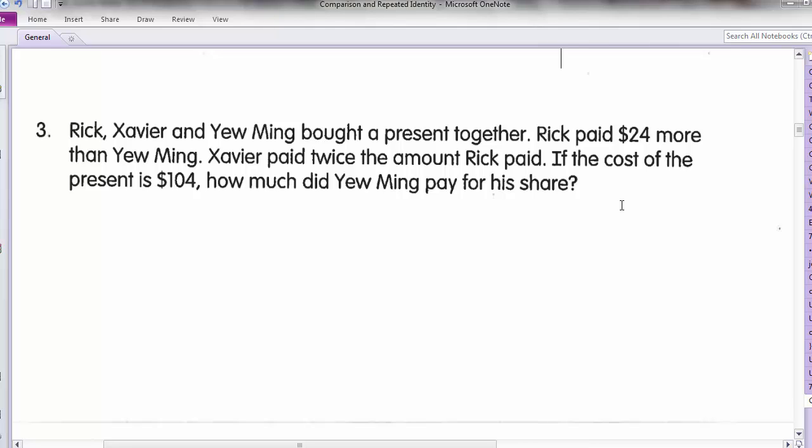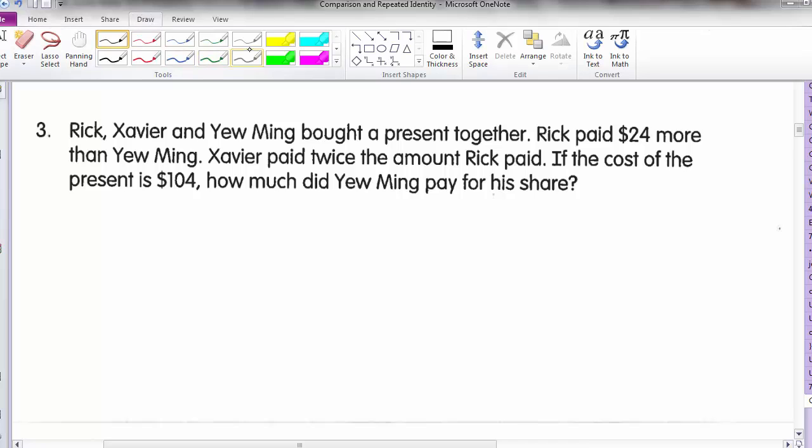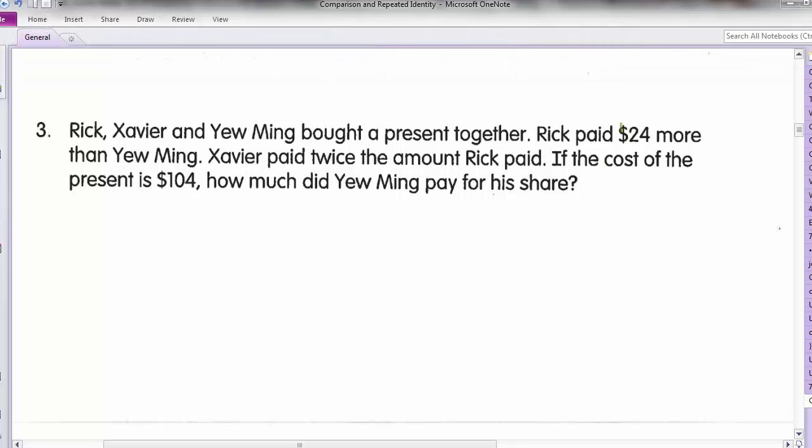Alright, question 3. Rick, Xavier, Yumin bought a present. So again, these 3 persons bought a present. Now Rick paid $24 more than Yumin. Xavier paid twice the amount Rick paid. Again, cost of present 104. How much did Yumin pay?